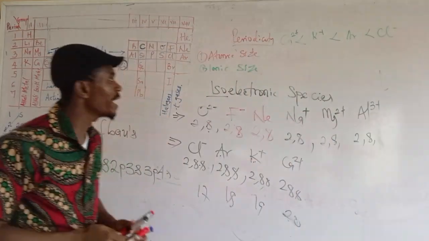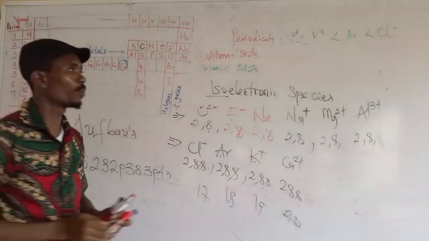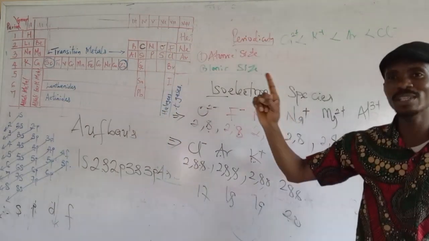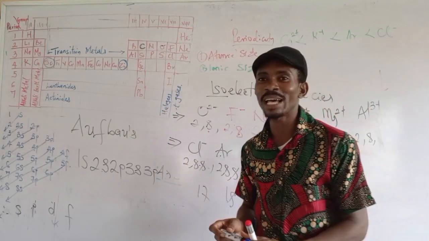This brings us to the end of the periodic table. Alright? So do not forget I said metals are strong reducing agents and non-metals are strong oxidizing agents.